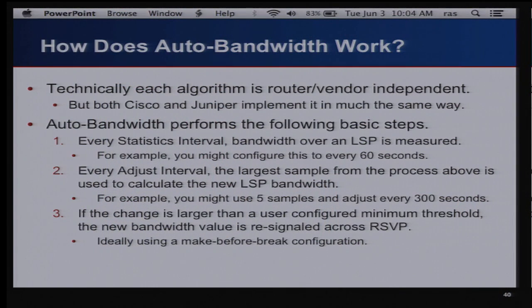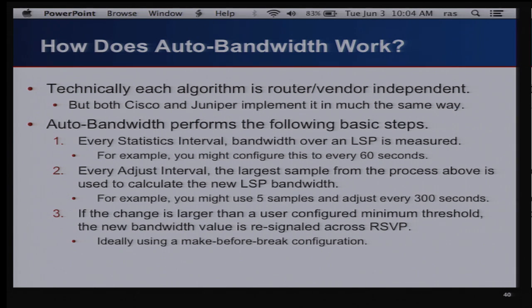So auto bandwidth, technically the algorithm is completely router vendor independent. It just so happens that Cisco and Juniper implement it pretty much the same way, mostly because it was the same people that wrote it. But it follows the basic steps. These are the operations that you look at when you're doing auto bandwidth.